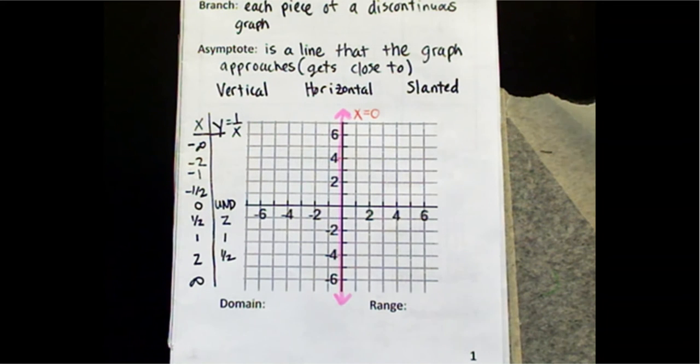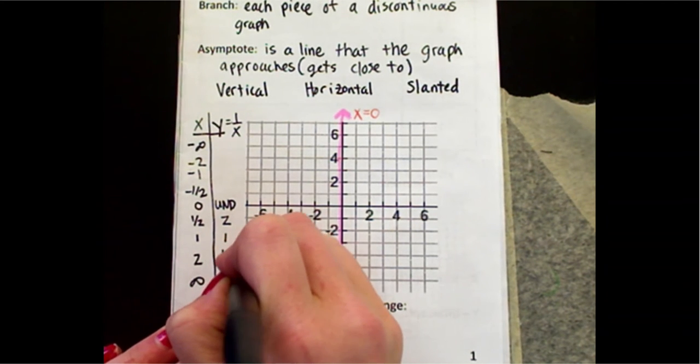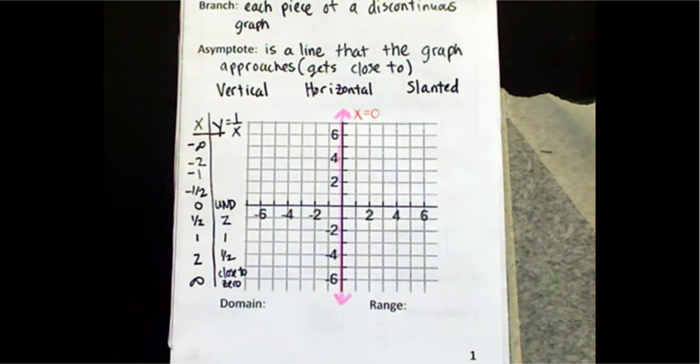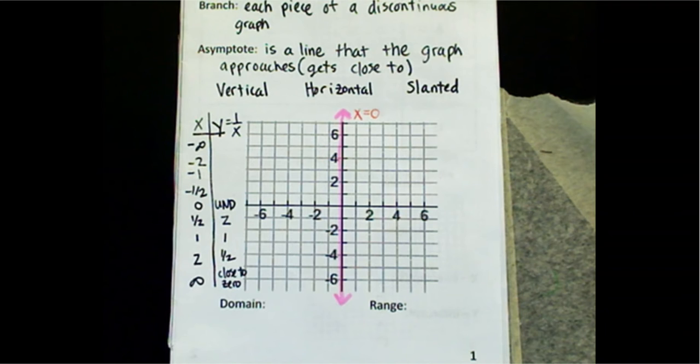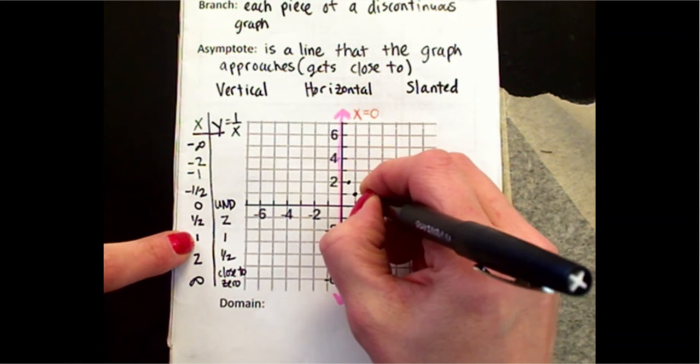Look at this. An asymptote is a line that the graph approaches, it's getting close to 0. Maybe. It's getting close to 0. Can it be 0? No, because you can't do the reciprocal of that. It won't happen. Now let's plot these positive points and let's see what shape this creates. 1/2, 2, 1, 1.